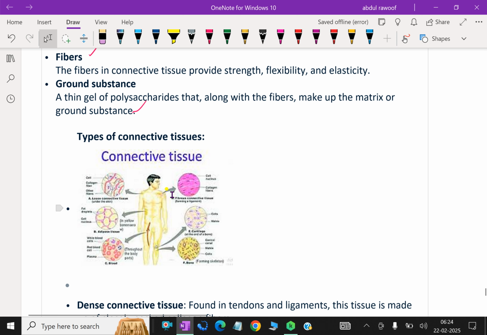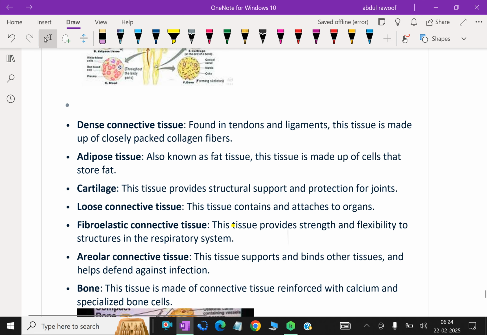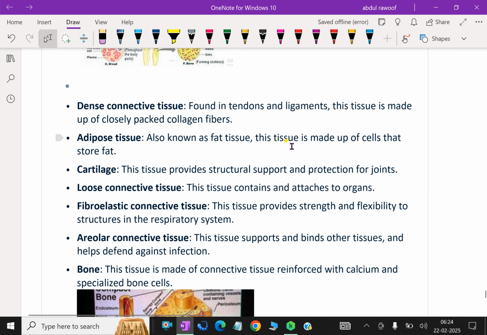The types of connective tissues. Different types of tissues in the body are given here. Dense connective tissue is found in tendons and ligaments. This tissue is made up of closely packed collagen fibers. Adipose tissue, also known as fat tissue. This tissue is made up of cells that store fat.